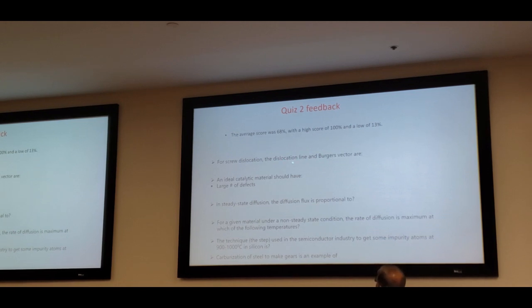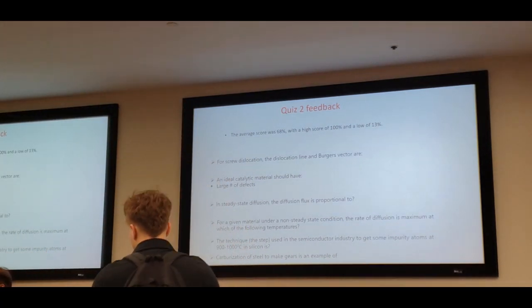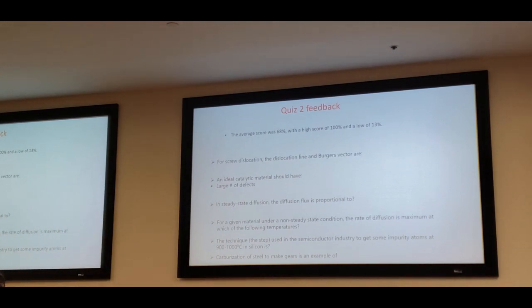So for the screw dislocation, the line and Burgers vector are... For the edge dislocation, they are parallel. For the edge dislocation, you have that movement that is along the same direction. That is parallel. For the screw dislocation, it is perpendicular.